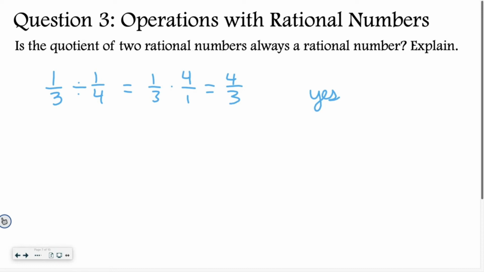Hopefully the answer you said is yes. I wrote out one example, right? So the quotient means we're dividing. So what if I divided two fractions? Because we've already said that fractions are rational. So 1/3 divided by 1/4. Well, if I'm dividing fractions, that is the same as multiplying by the reciprocal, right? Which means that I'm multiplying two rational numbers, which on the last slide we said is rational. So your answer would be yes.